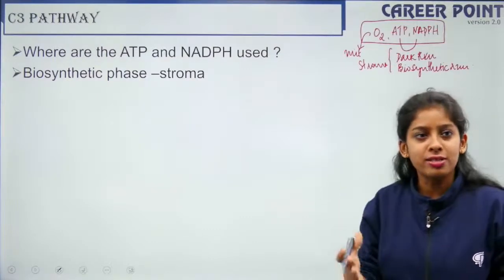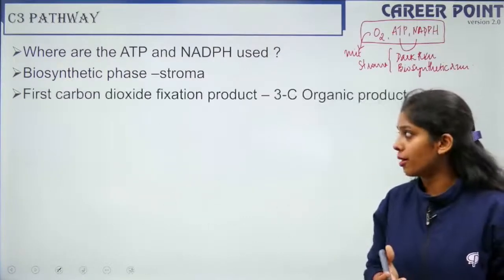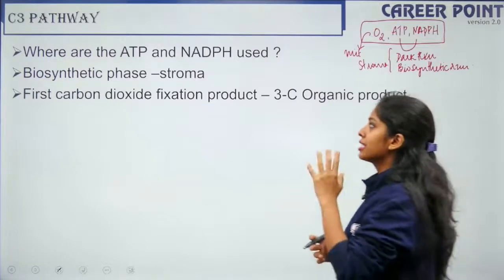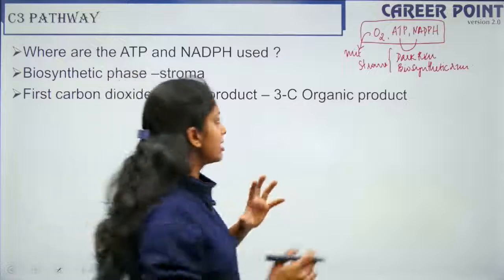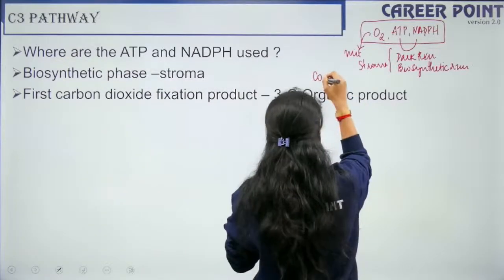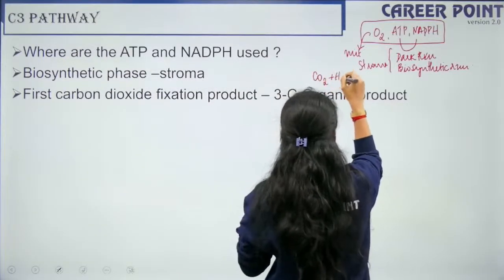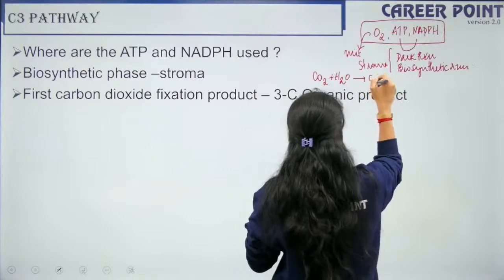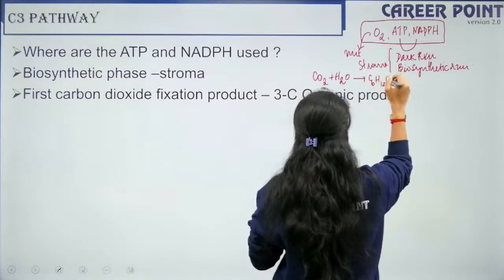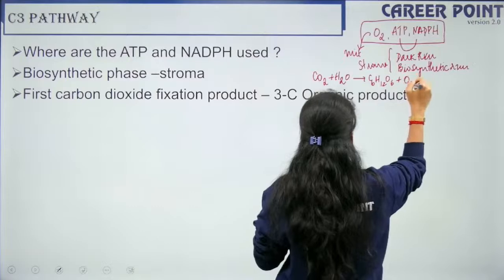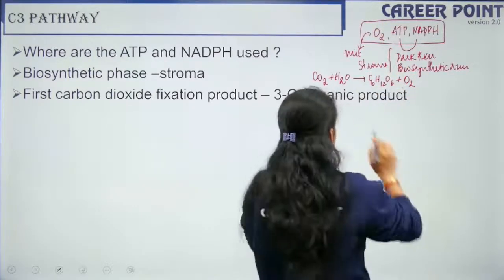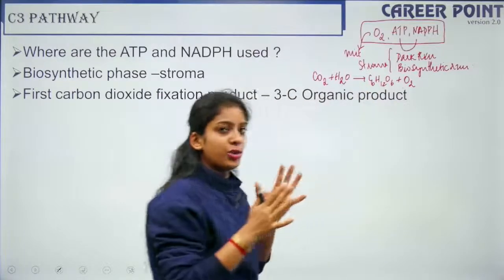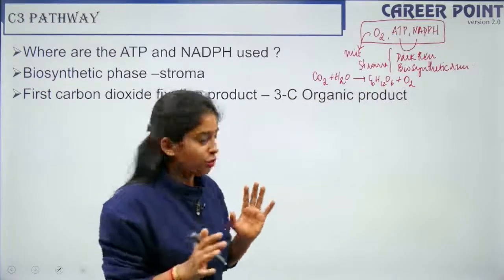So the cytoplasm of the chloroplast is called the stroma. So the first carbon dioxide fixation product, so the equation of photosynthesis is this. You have carbon dioxide plus water, which gives you C6H12O6 plus oxygen. So the oxygen is already formed from the light reaction. So this is a non-stoichiometric equation, meaning I'm not writing it in a balanced form, right?